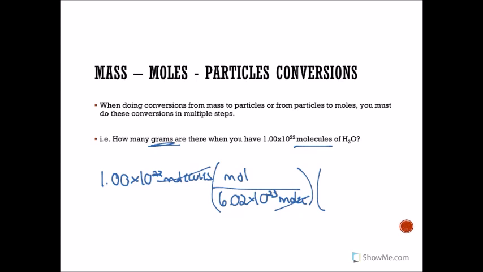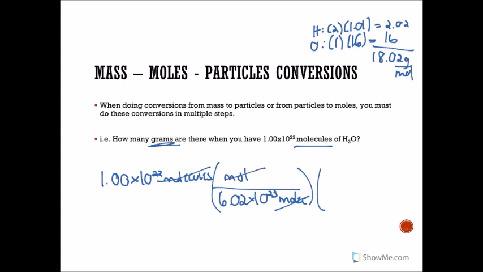So we need to find our molar mass of water. Water has 2 hydrogens at 1.01, and it has 1 oxygen at 16. This is 2.02, with 16, we get 18.02 grams per mole. And since we have moles on top, we're going to need moles on the bottom, and 18.02 grams on the top.